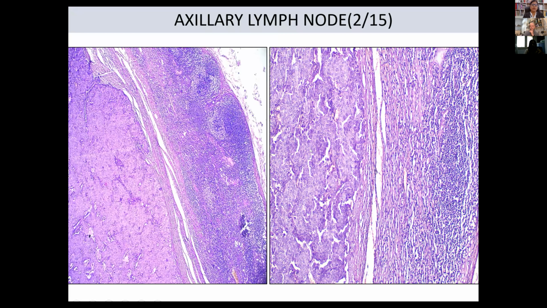These images are the axillary lymph node images. Out of 15 lymph nodes, 2 axillary lymph nodes were positive for metastasis, and beautifully the lymphoid follicles are also present at this place, and the lymph node is effaced by the tumor. You can see the lymphoid tissue, and this is the tumor effacing the lymphoid tissue.